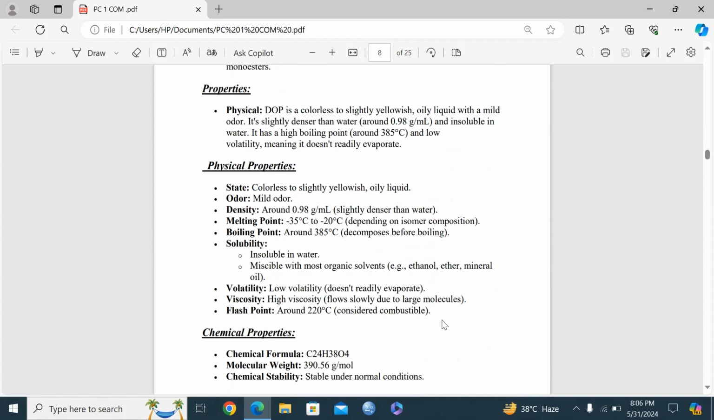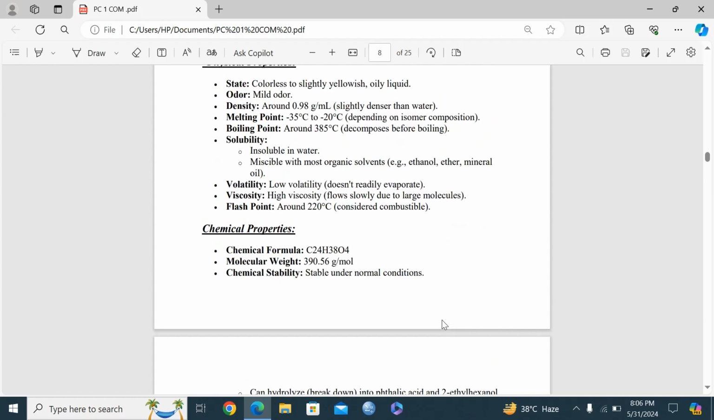Properties. Physical: DOP is a colorless to slightly yellowish oily liquid with a mild odor. It has a high boiling point and low volatility, meaning it does not readily evaporate. Physical properties: state, odor, density, melting point, boiling point, and solubility. Volatility, viscosity, and flash point.